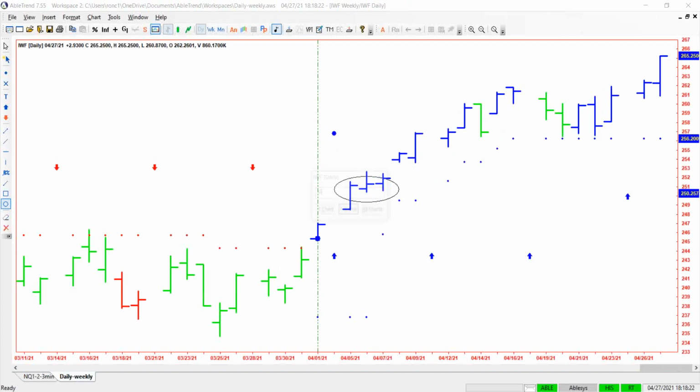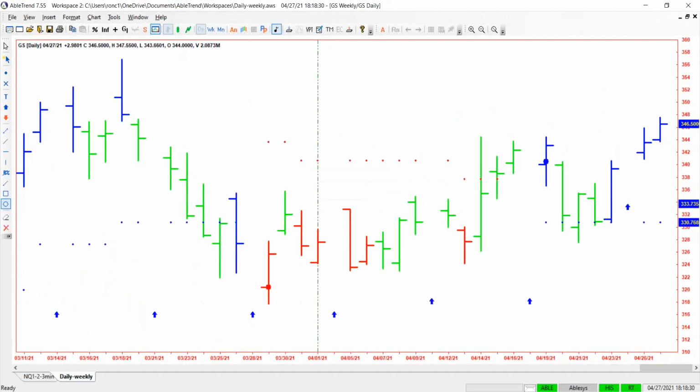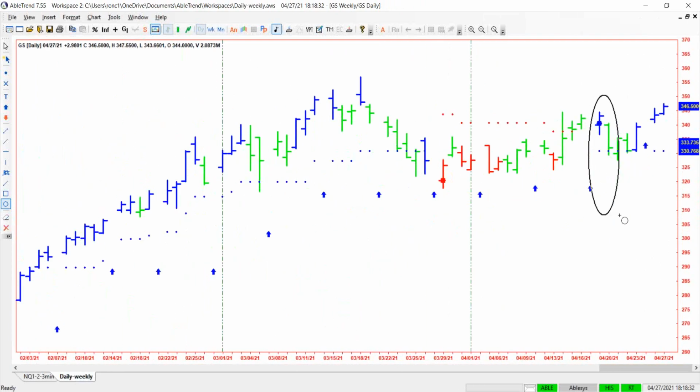To change the symbol, you just type on the keyboard. I didn't use the mouse. I didn't touch anything. I just went to the keyboard and typed. Just for example, Goldman Sachs. Click enter on your keyboard. You got a new buy signal. It just came in a couple days ago, last week, on Goldman Sachs at right around 340-ish. And we're at 346.